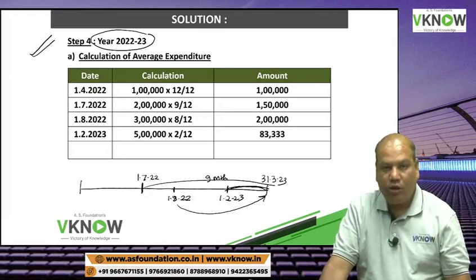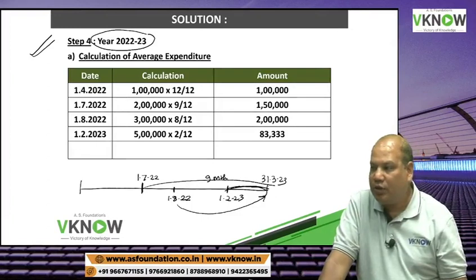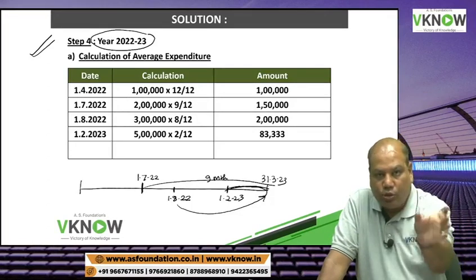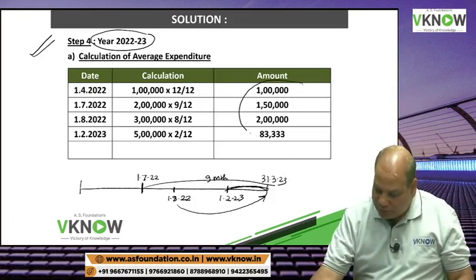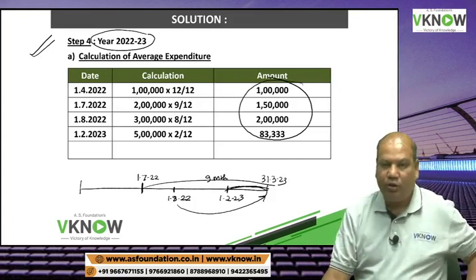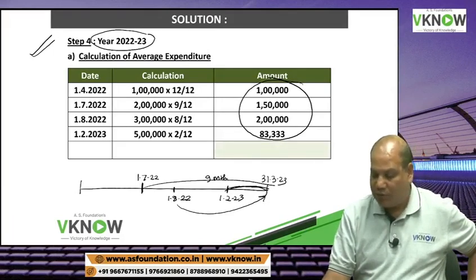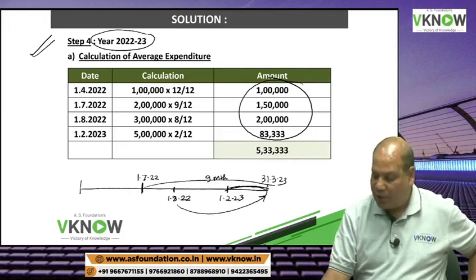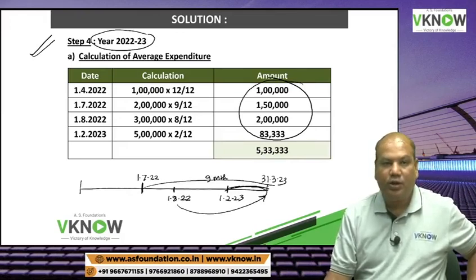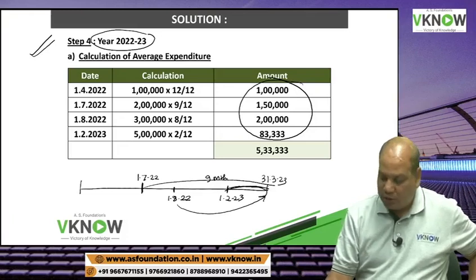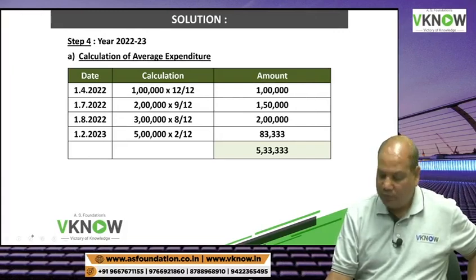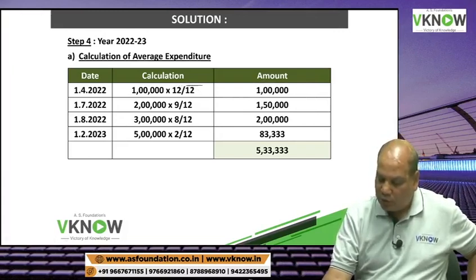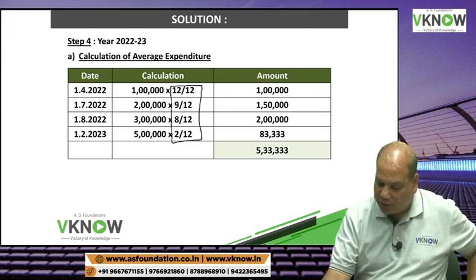83,333. Other expenditure were incurred in the next year. So what you do, take the total of the last column. Total of this last column, this is my average expenditure. 5,33,333. These all have already been multiplied by the time factor.